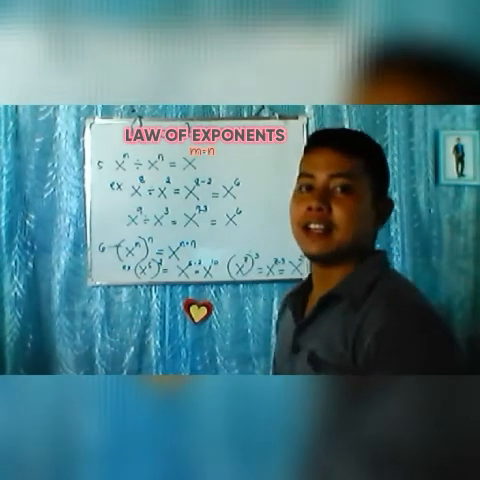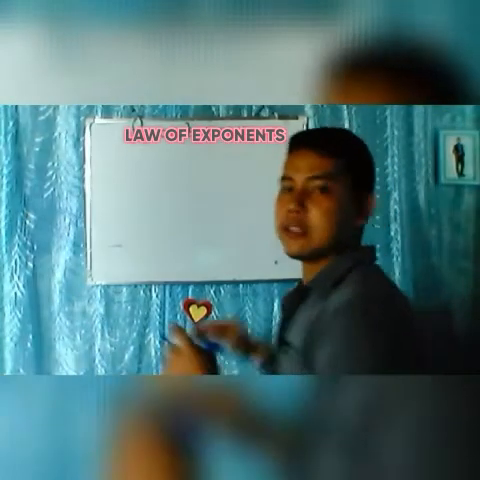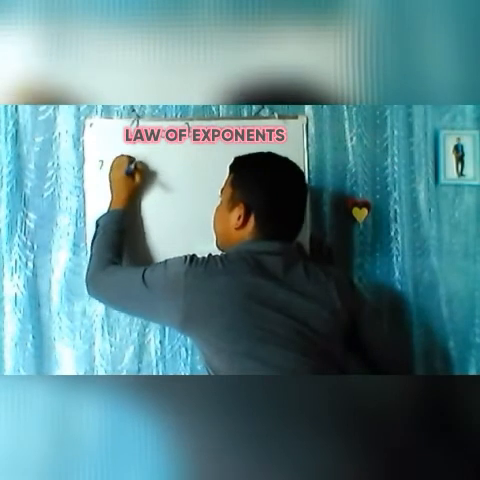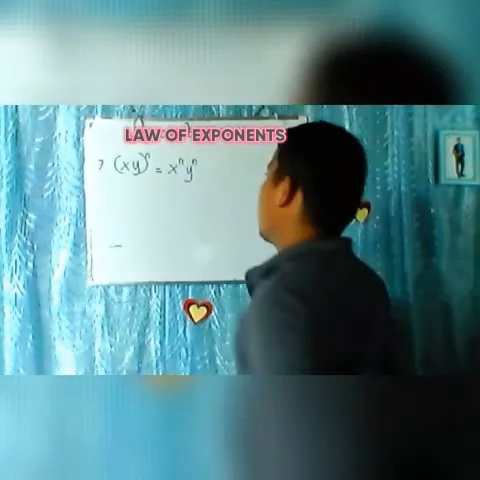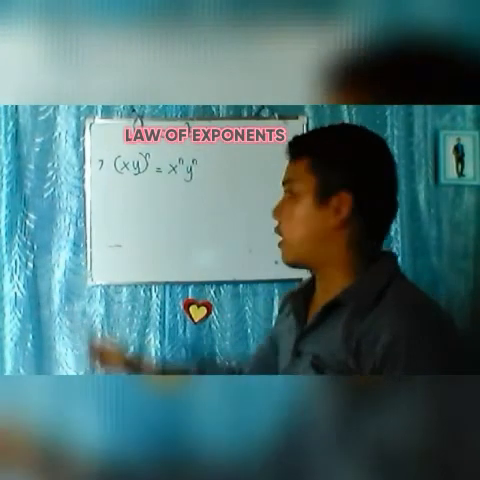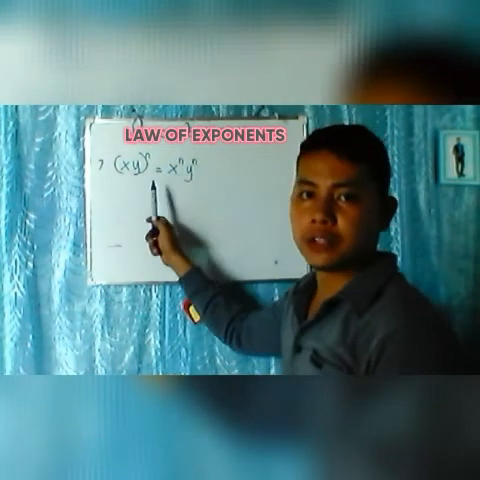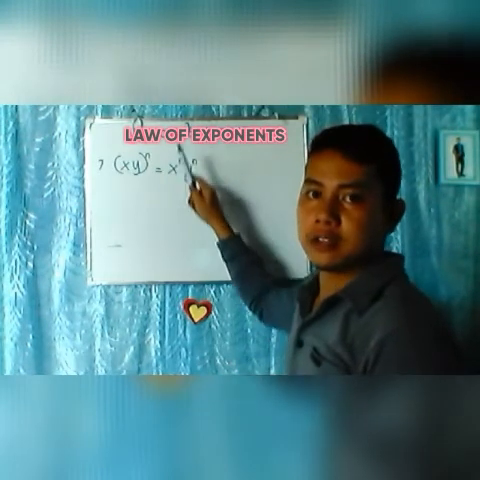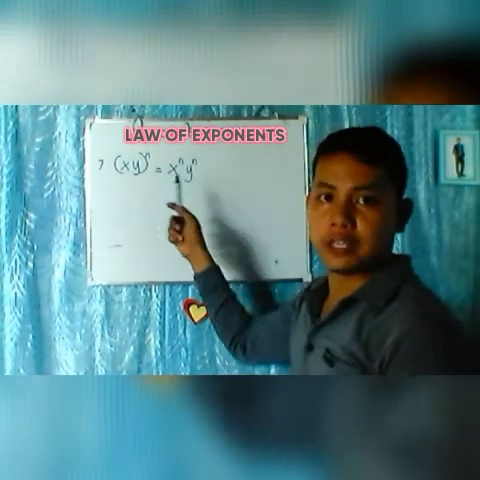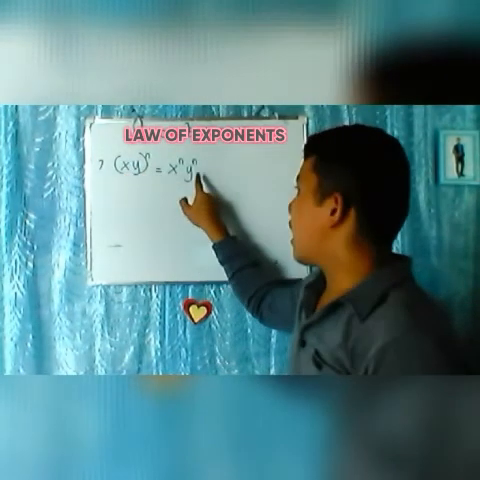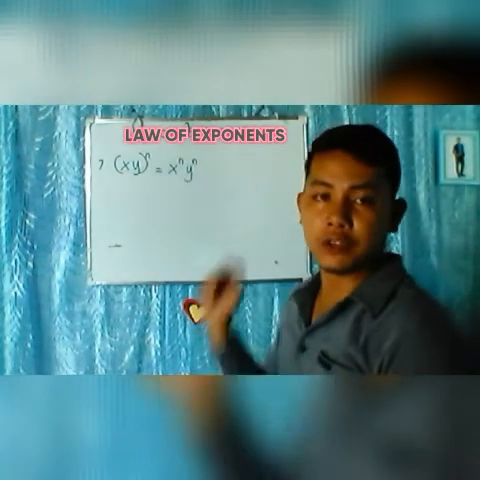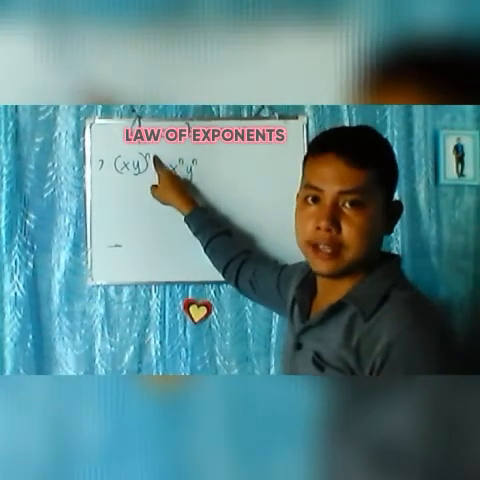Okay, let's proceed to the next law of exponent. The next law of exponent is, okay, so this is the last law of exponents. xy raised to the power of n is equivalent to x raised to the power of n and y to the power of n. So as you notice, here, you just only copy the variable x and y, and you're just going to distribute the exponent, which is your n here.